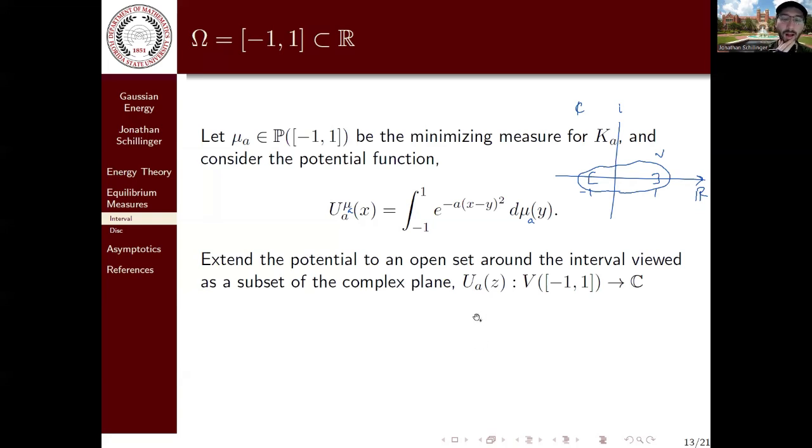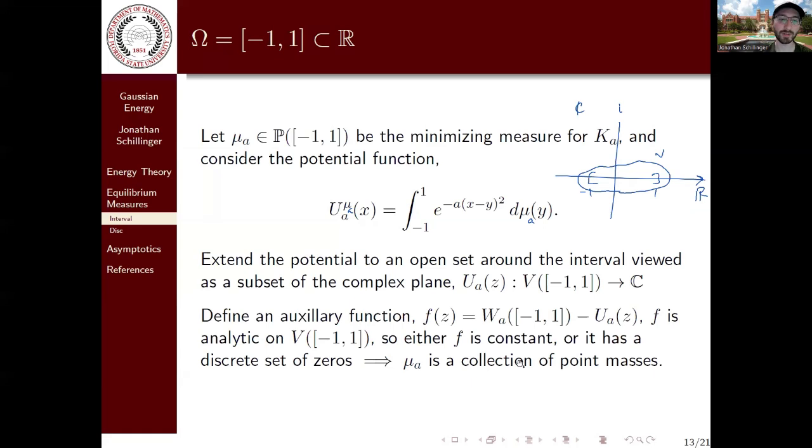Now, I know the Gaussian kernel has a finite energy because the Gaussian kernel is so nice on this set, right? I know there exists some optimal measure, and I know the energy is going to be finite because the set is compact and my kernel is continuous in addition to being lower semi-continuous. So I'm going to define an auxiliary function where I subtract this potential from that energy value. Even though I don't know what it is, I can still make this function. Now, this function is analytic on some open region of the plane.